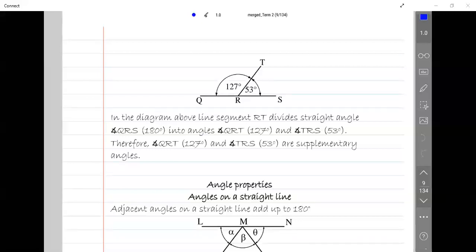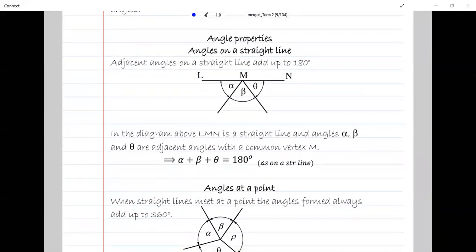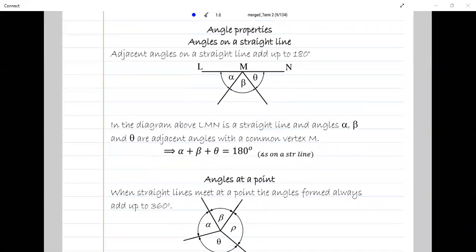All right, so that is the introduction to the entire thing. The next thing we're going to start looking at are angle properties.